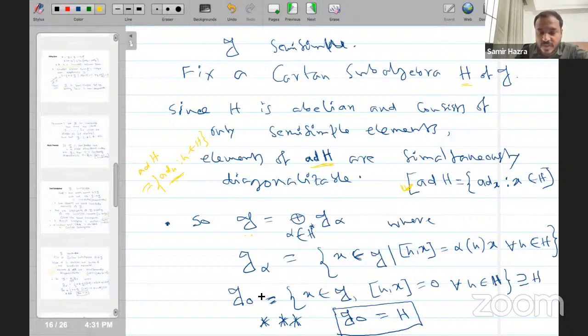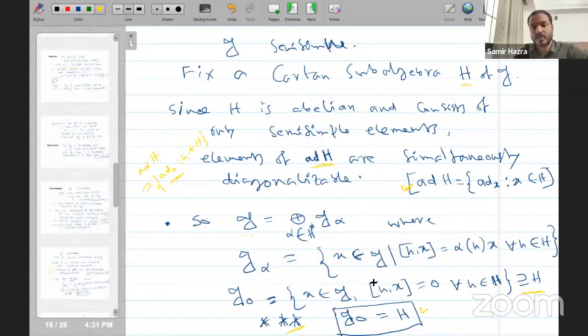And what is G0 especially? G0 is the set of x in G such that [h, x] equals 0(h)x, that is the zero linear map, so 0x, which is 0. So G0 is the collection of all x's which commute with all elements of H. Since H is abelian, this contains H. One important result here is that G0, which in particular contains H, is actually equal to H.